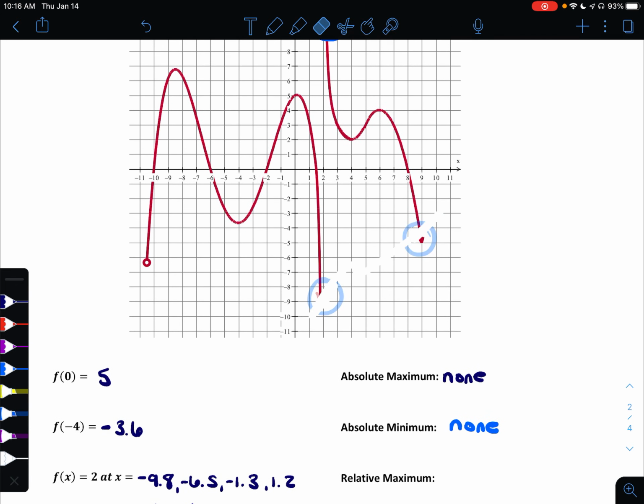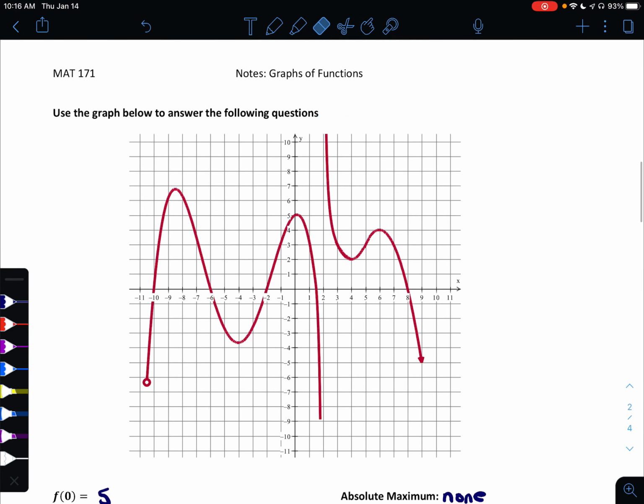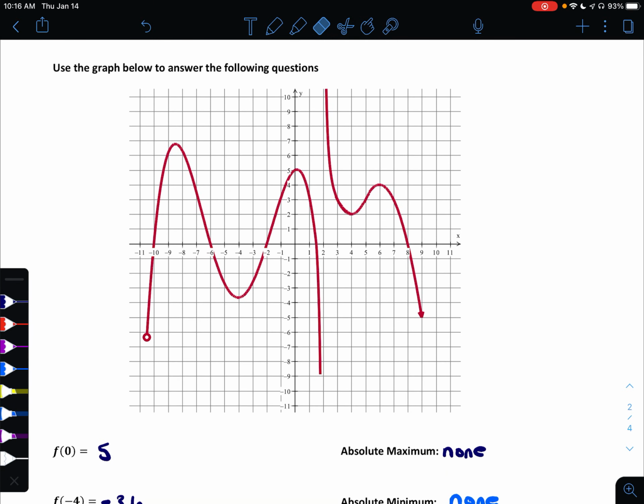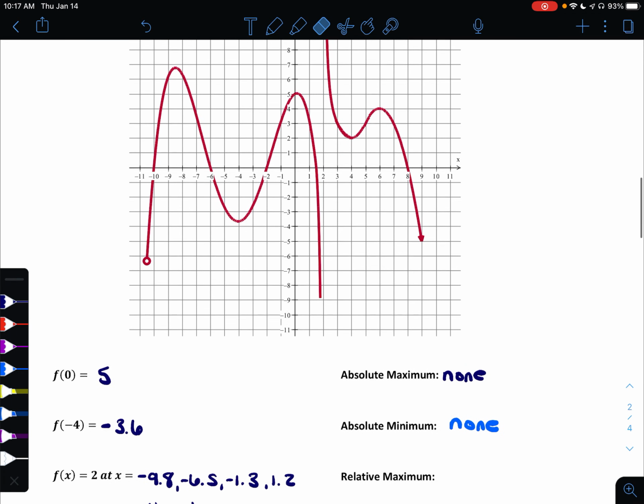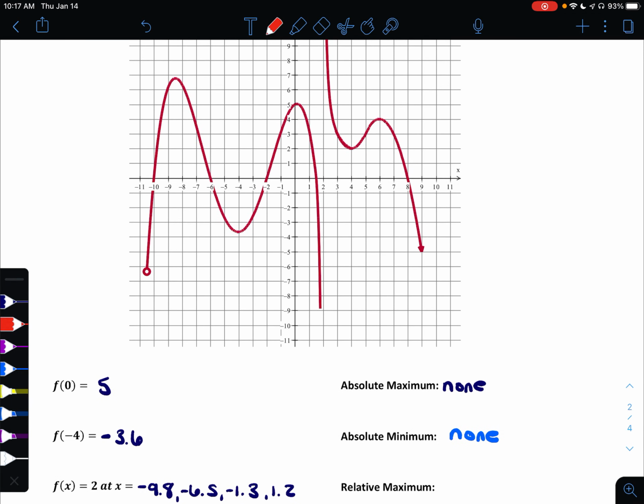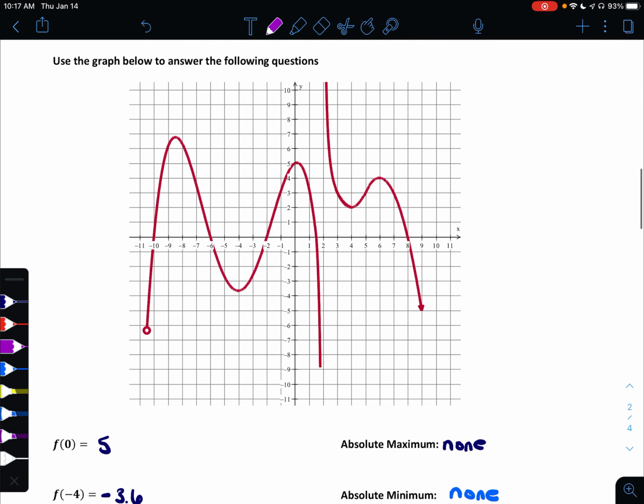All right, now relative maximums and minimums, we're just looking for the tops of our peaks and the bottoms of our valleys. So let's look at our relative maximums first. So the top of any peak. So I would say right around there, right around there, and right around there, we have relative maximum values.